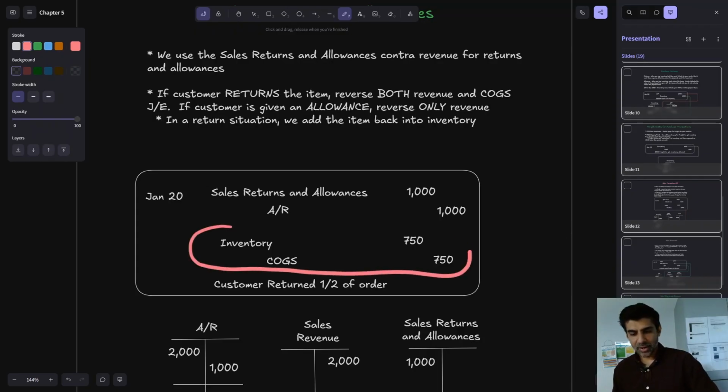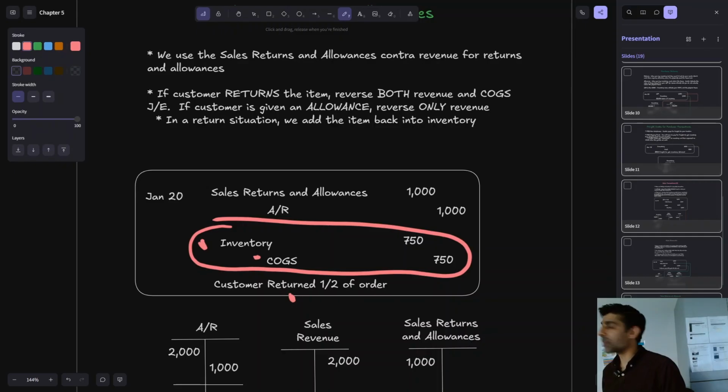Okay, so you can see here when we have a return, so this is a return, we're getting that inventory item back in inventory. You can see this asset is going up. We don't have a contra expense account for cost of goods sold. We just directly credit this, right? Because again, cost of goods sold is an expense account. Its normal balance is debit. But in this case, when we have a return, we're going to debit inventory to account for that item coming back, and we're going to credit cost of goods sold because we no longer have that expense, right? We're undoing part of the sale.